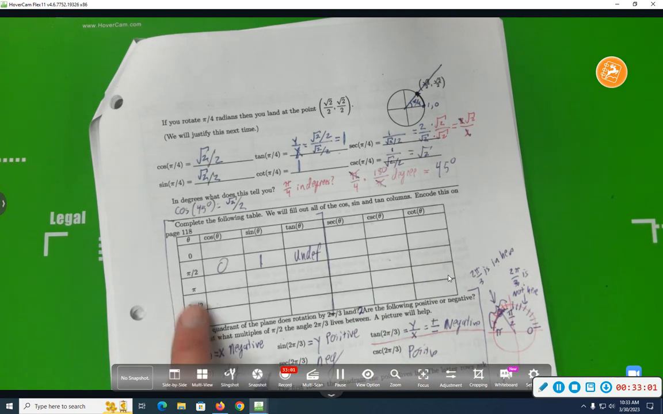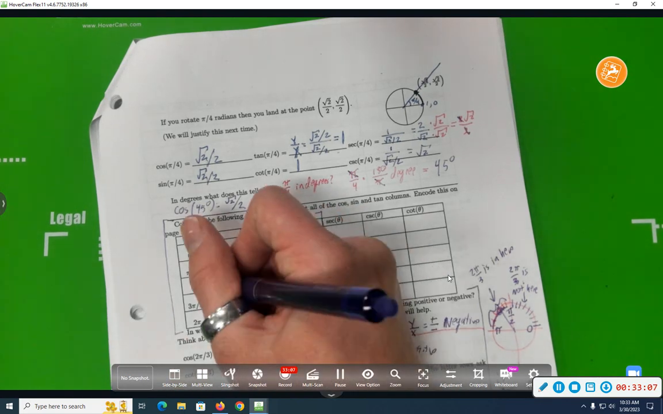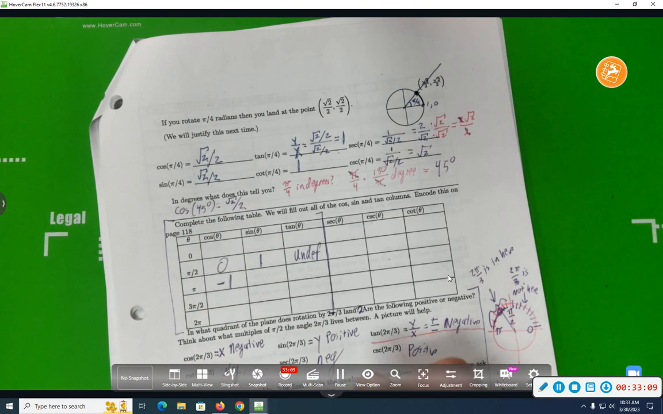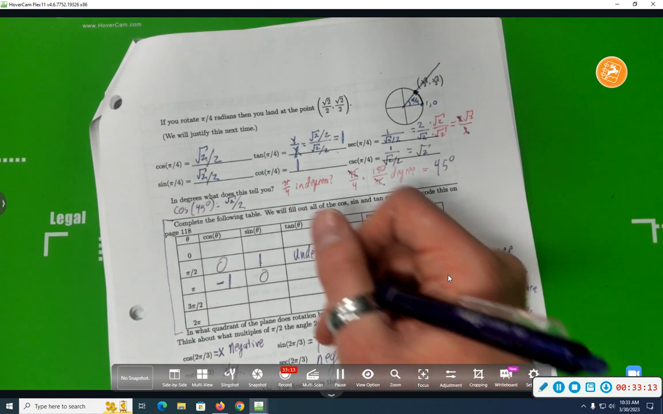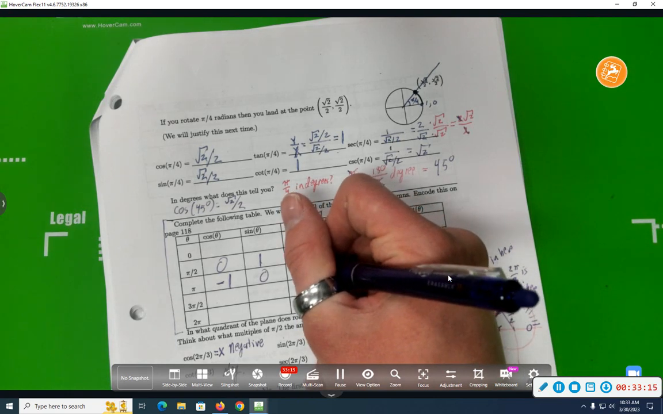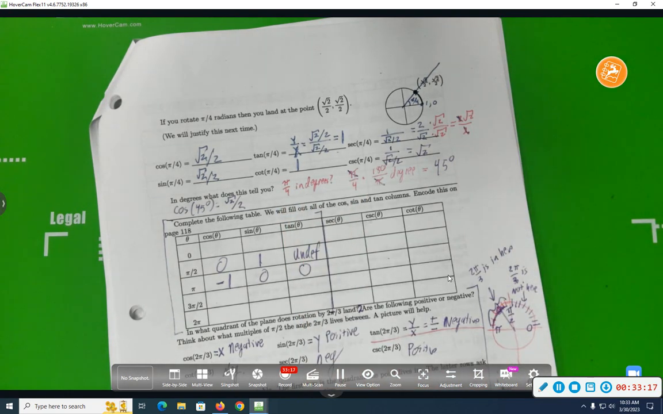We also talk about an angle of pi. What's the cosine of pi? What's the sine of pi? And the tangent of pi? 0. So here's what I want to do now. I want to fill in the remaining 3 rows. I think here's what I'll do. I'm going to fill out the first row, and then I'll split you all up and have you think about the remaining 2.